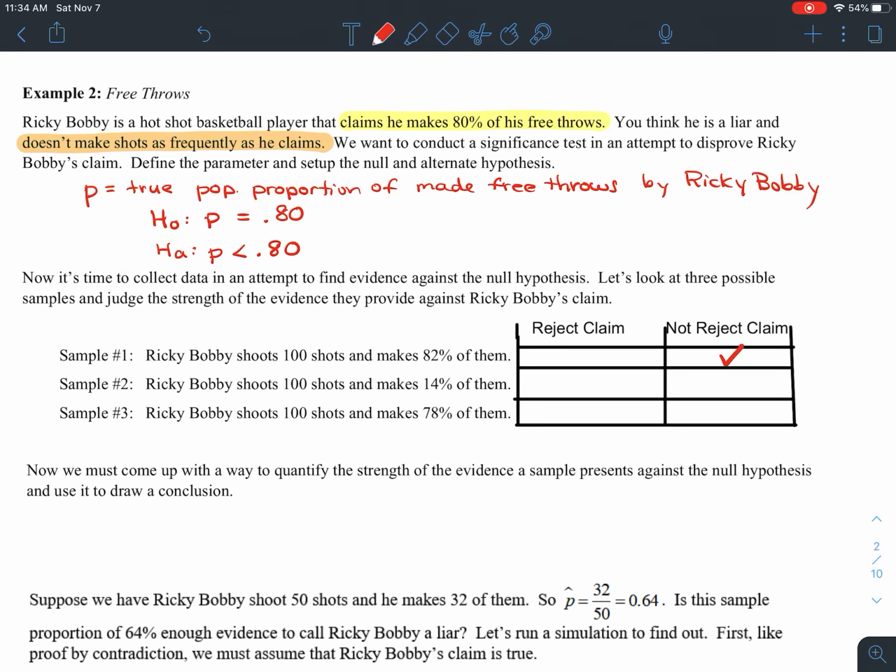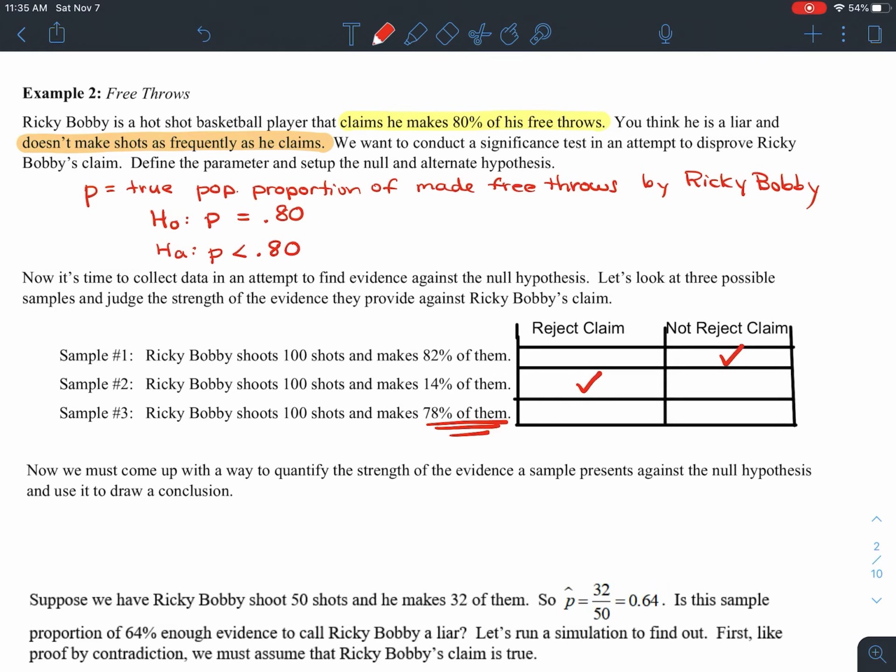In that sample, the evidence showed he was shooting 82% of the time. But look at sample 2. If that was the sample we collected, he's only making 14% of his shots. That feels like really strong evidence that we might want to reject his claim. But what about sample 3, where he shoots 100 shots? He doesn't make 80% of them, but 78% really feels close to 80%. When you're an 80% free throw shooter, sometimes you make a little bit less than 80%, sometimes a little bit more.